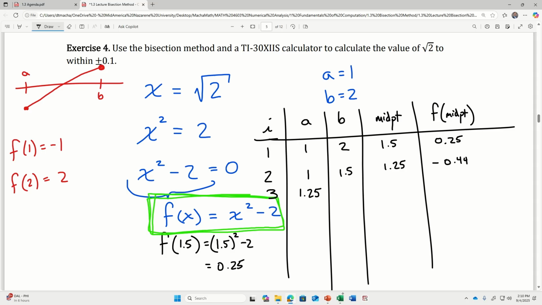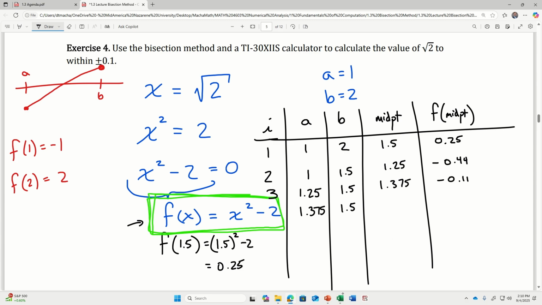And since the lower bound changed, the upper bound stays the same this time. My new midpoint is going to be like 1.375, I think. What's the function evaluated at 1.375? Negative 0.11. And since it's negative, that means my lower bound becomes the old midpoint. The upper bound stays the same.